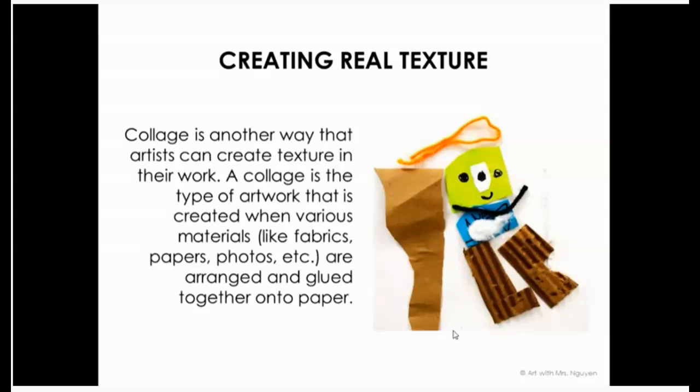Creating real texture can be done through art processes like collage. A collage is the type of artwork that is created when various materials, you can see here on the right, looks like cardboard and yarn and paper and a pipe cleaner. So actual materials are arranged and glued together onto a paper. They don't necessarily have to be just on a paper.